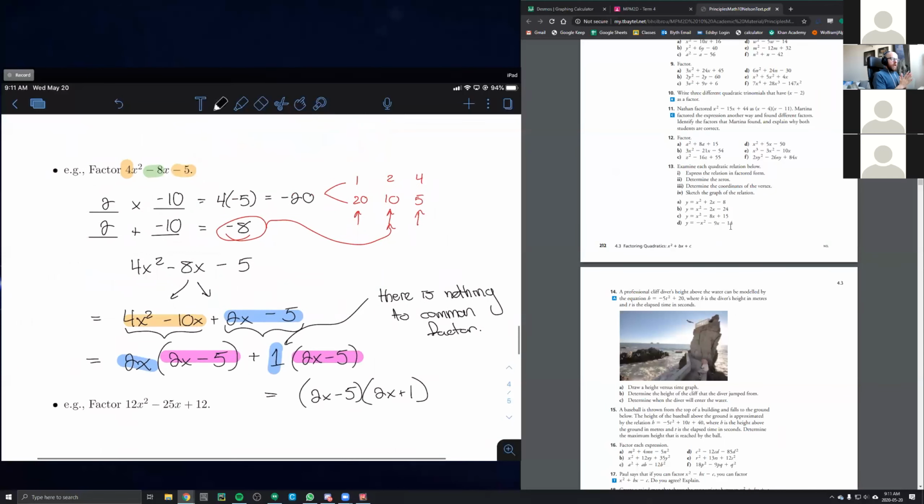All right, how are we doing with decomposition now? A little bit better? Any questions from this example?